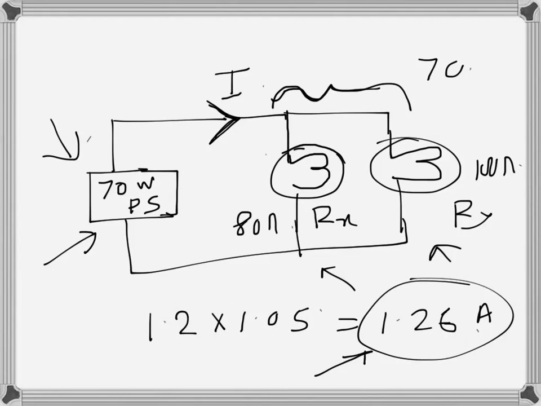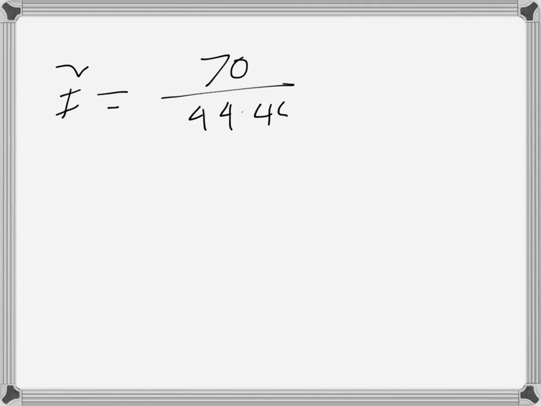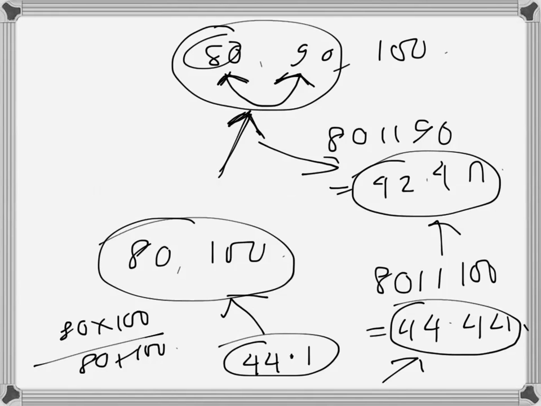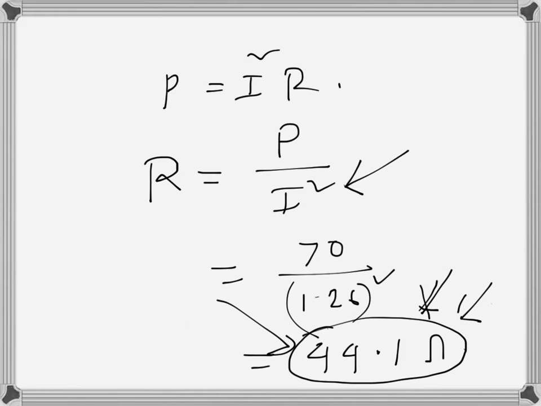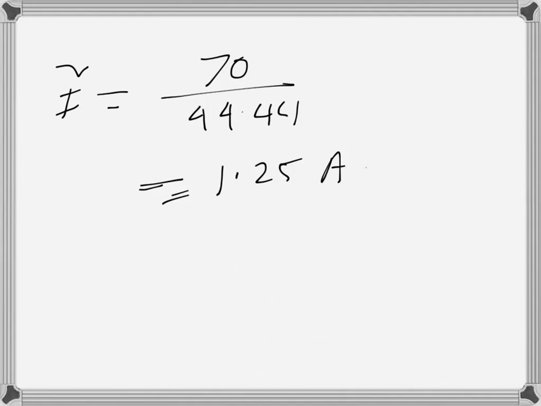We can actually calculate the exact amount of current that will flow. The current that will flow, so I square will be 70 over 44.44, which is 1.25 ampere, which is less than the maximum allowable current, which is this one. So yeah, that's the design here.